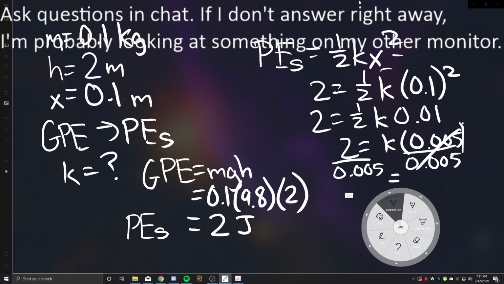X is how long you elongate the spring, how much you compress the spring or stretch it. Wait, never mind. Yeah, actually no, I'm right. X is how much the spring is compressed or stretched. So in the problem it says the apple falls and hits the spring, compressing it 0.1 meters.